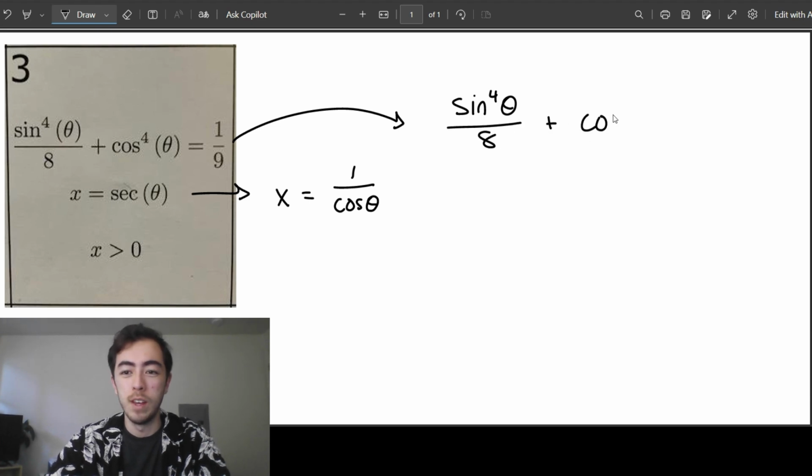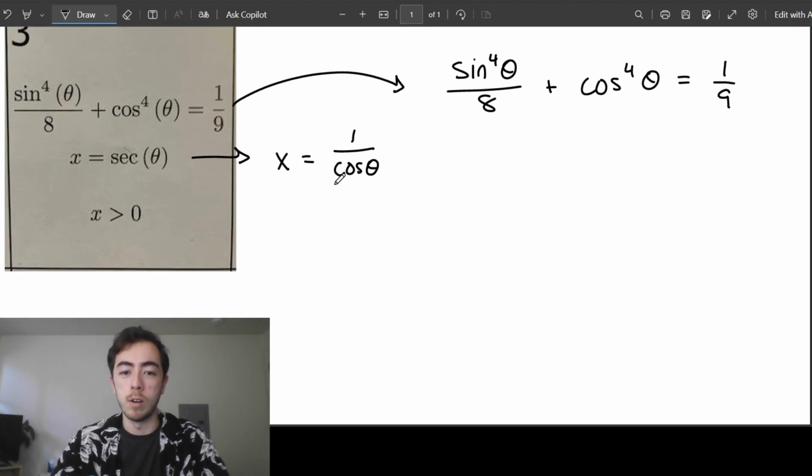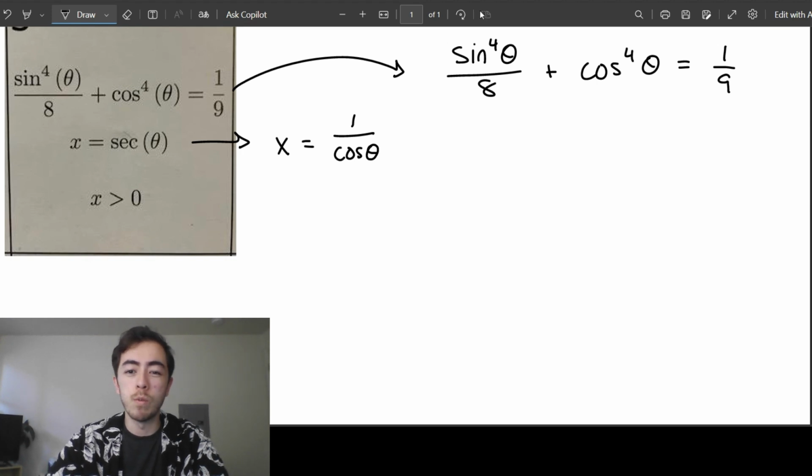So I'm just rewriting the equation here, sine of theta to the power of 4. This is just a little shorthand to say that we're raising it to the power of 4. Divided by 8 plus cosine of theta to the power of 4 should be equal to 1/9. My overall goal is to rewrite everything in terms of cosine. Also, I don't really like the idea of having fractions on the left side. So maybe I'll multiply everything by 8 first. So I'll have an 8 cosine theta to the power of 4. And then I should multiply both sides by 8, so I get 8/9 over here.